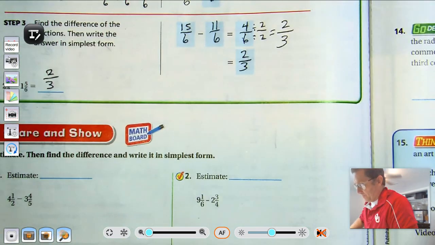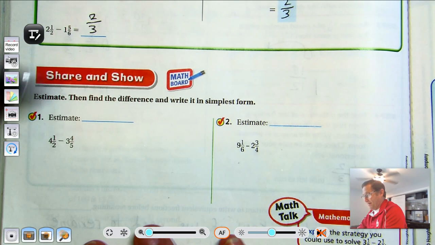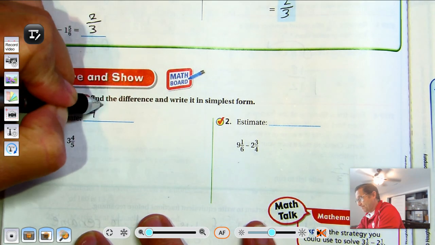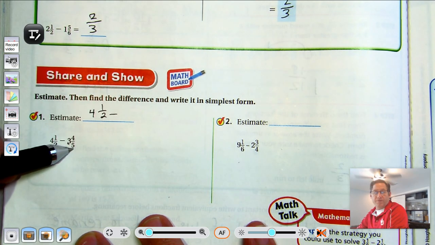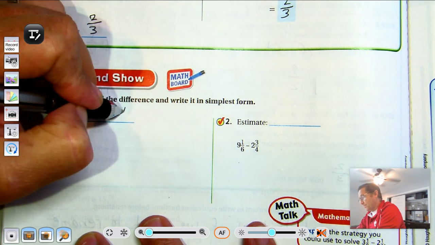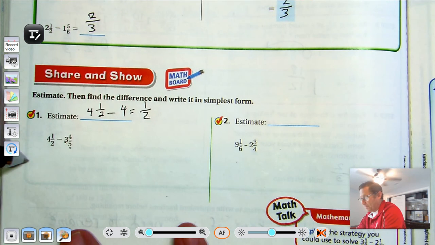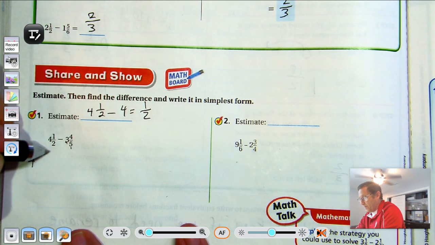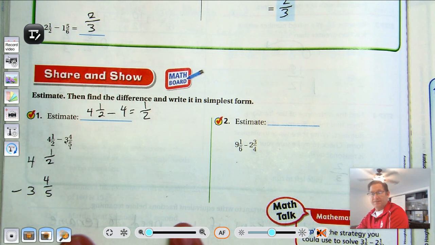All right. So number 1. So let's estimate. So we have 4.5, and we're going to subtract 3 and 4/5. 4/5 is close to 1. 3 plus 1 is 4. So we'd expect our answer to be about 1/2. So 4 and 1/2 minus 3 and 4/5.